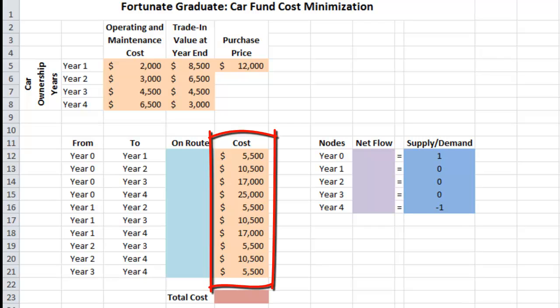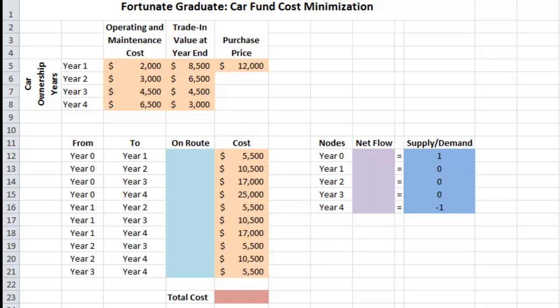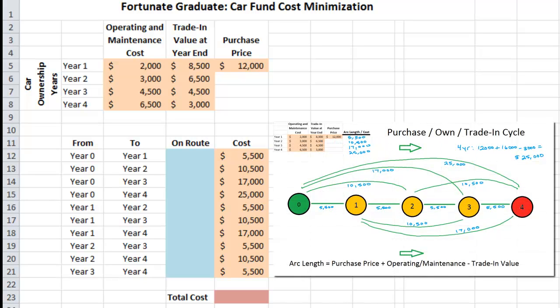Now the cost column is what we just did in our diagram. So all of our arcs were given costs. And if you notice, all of the 1-year arcs are $5,500, which if you remember from our diagram, that was straight across each node as we went. So year 0 to 1 is $5,500, year 1 to year 2 is $5,500, year 2 to year 3 is $5,500, and year 3 to year 4 is $5,500. So all we're doing in that column is transposing our cost arcs into our spreadsheet as they correspond with the cells on the left.